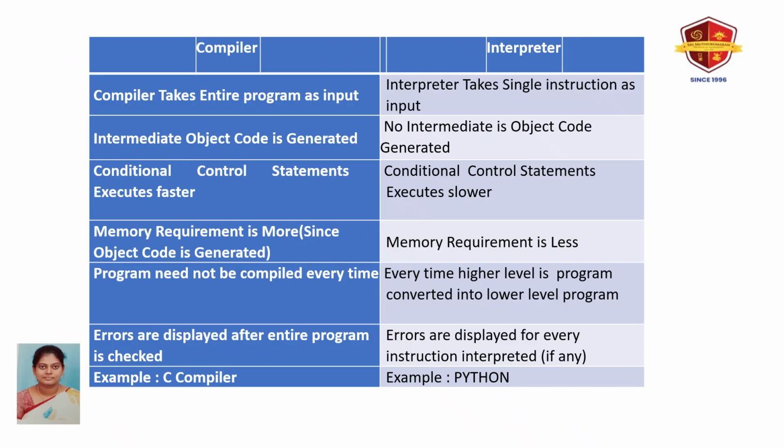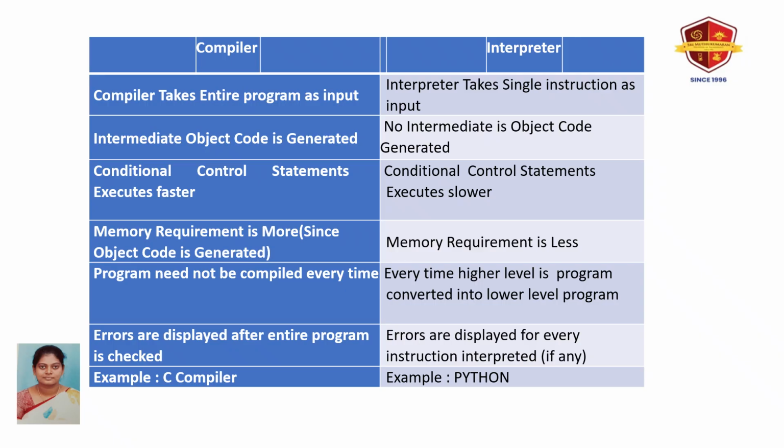Here we can see differences between compiler and interpreter. A compiler takes the entire program, whereas the interpreter takes a single instruction line by line. For a compiler, intermediate object code is generated, whereas no object code is generated using an interpreter. Third point, in a compiler, conditional control statements execute faster, whereas they execute slower with an interpreter. And the fourth point, the memory requirement is more using a compiler, whereas it is very little using an interpreter.